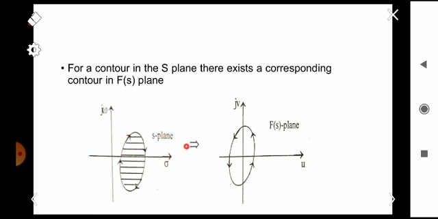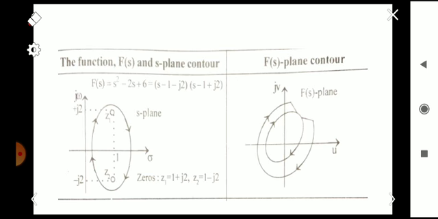So this is the s plane. We know that for the s plane the axes are sigma and j omega, real and imaginary part. So if this is a contour in the s plane, then there exists a corresponding contour in the f of s plane also, with axes u and jv. So that is the concept. This contour may enclose zeros and poles. So here we can consider a function f of s.